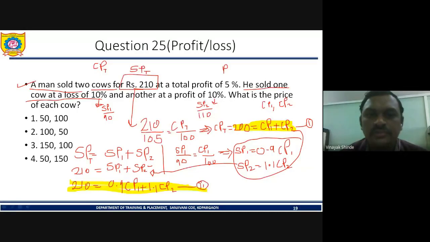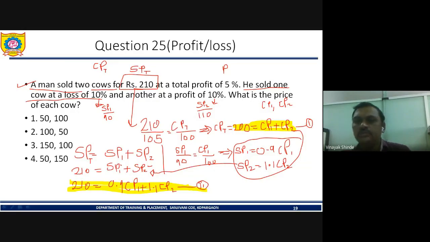Okay, so hope you have understood this question. This is not that difficult, but such questions are always there in so many placement drives. Understood? Okay. Let us try the next one.